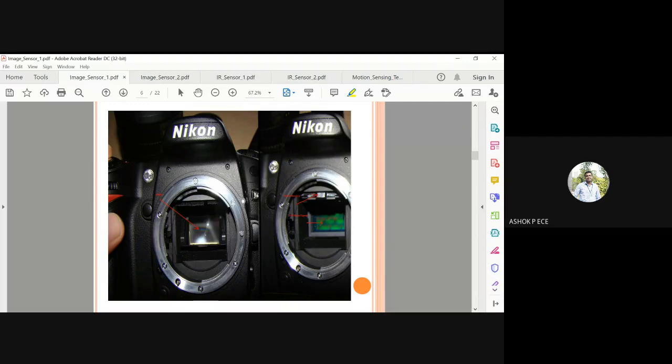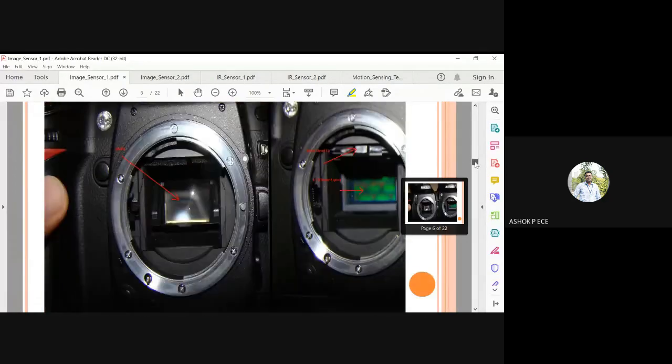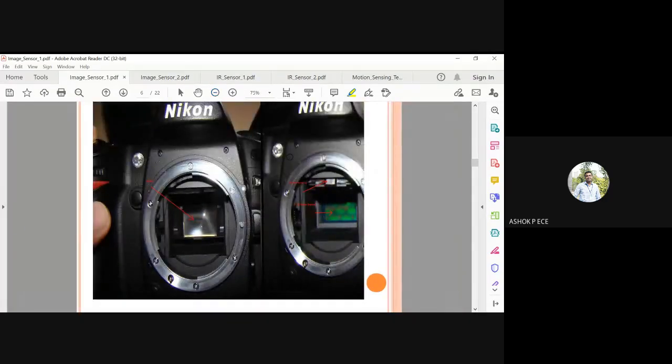You see here, the mirror is moved up and the CCD sensor is exposed. These sensors will be capturing the amount of light falling on each of them, which is going to lead to capturing an image.